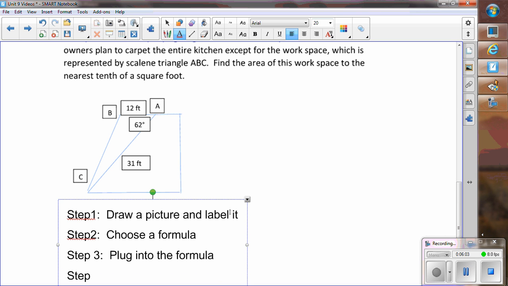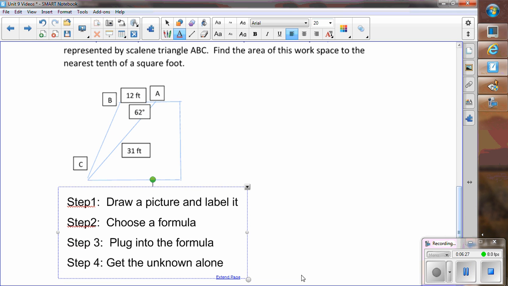Step 4, this is where I might disagree with another teacher. Some teachers may say, put everything into your calculator and then solve for the variable. I find that that actually bogs down what you're trying to do. So after you plug into the formula, get the unknown alone. And that means that you're able to do a lot more work in these problems without touching a calculator, which means you can get it all set up and only touch the calculator once.